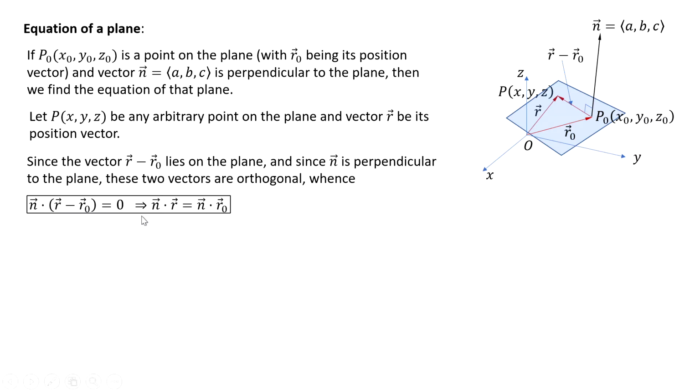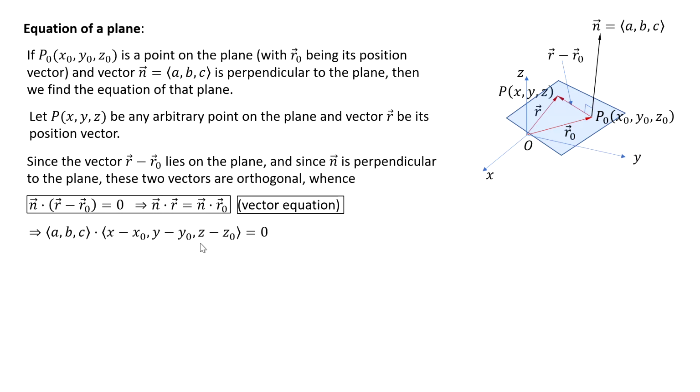And that implies we can rewrite this as n dot r minus n dot r sub 0 equal to 0, which is the same as n dot r equals n dot r sub 0. That's how we find the equation. That's the vector equation. What else can we do?